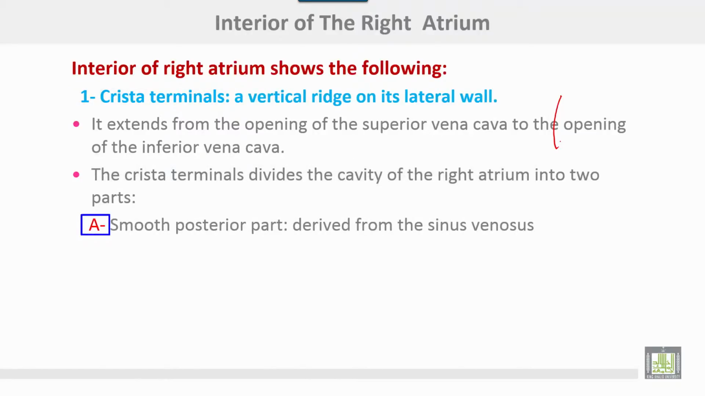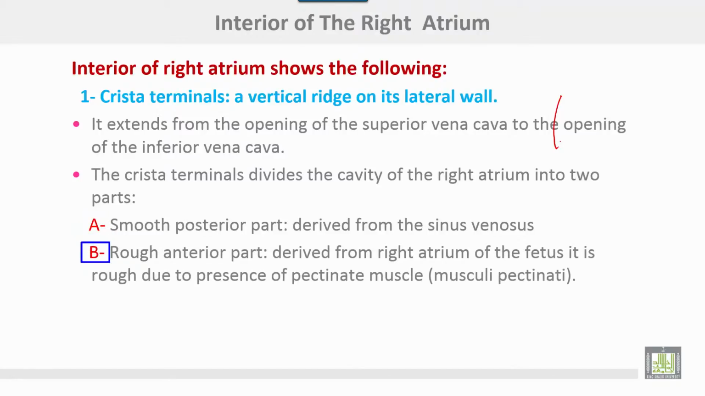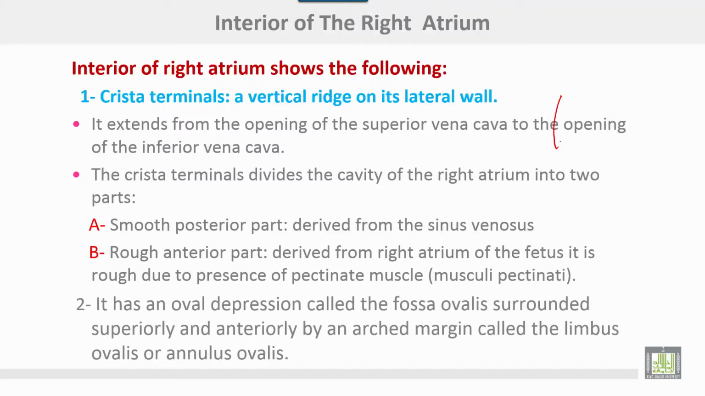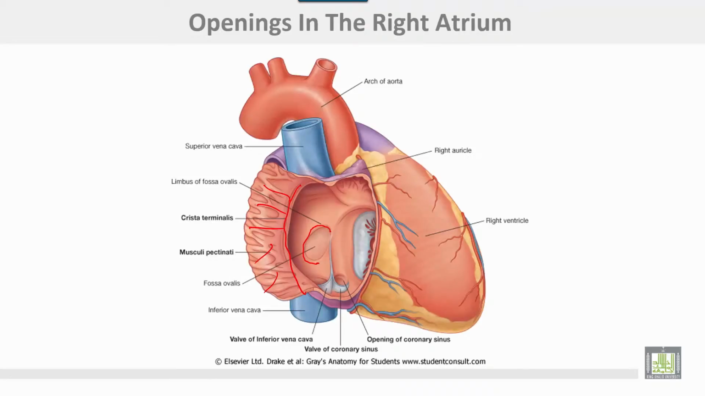The smooth posterior part is derived from the sinus venosus during development, and the rough anterior part is derived from the right atrium of the fetus. It is rough due to the presence of pectinate muscles, or musculi pectinati. It has an oval depression called the fossa ovalis, surrounded superiorly and anteriorly by an arched margin called the limbus ovalis or annulus ovalis. This is the fossa ovalis here, and this is the crista terminalis, and pectinate muscle fibers.